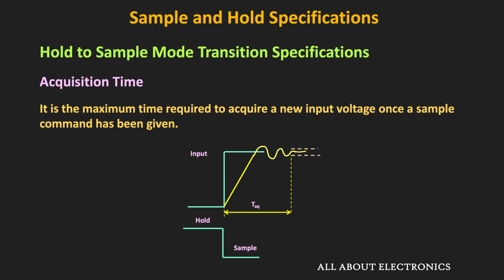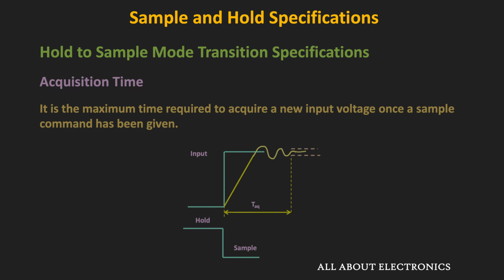This acquisition time depends on the value of the hold capacitor. For a faster acquisition time, the value of the hold capacitor should be small, but by choosing a small value of the hold capacitor, the droop rate will increase. So there is always a trade-off between speed and accuracy, and one should select the sample and hold circuit and the value of the hold capacitor according to the application. So these are the different specifications of the sample and hold circuit.